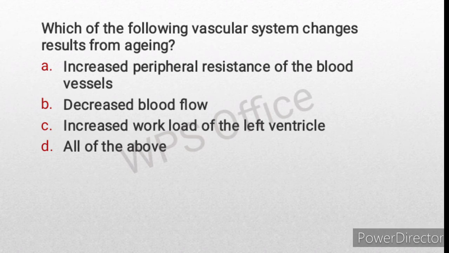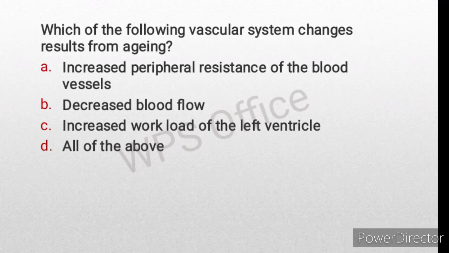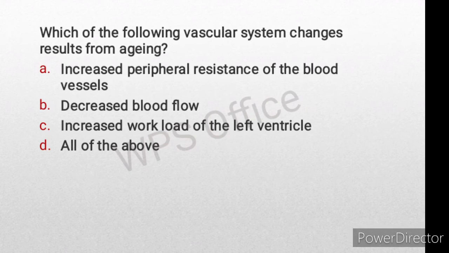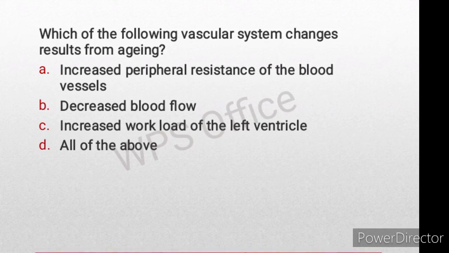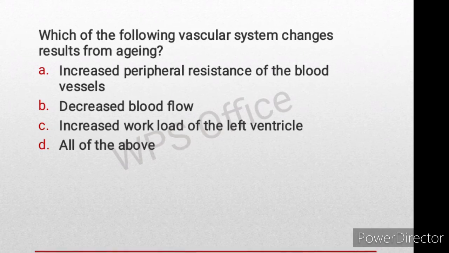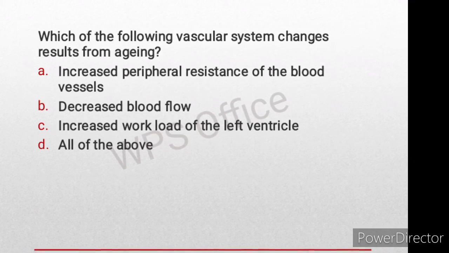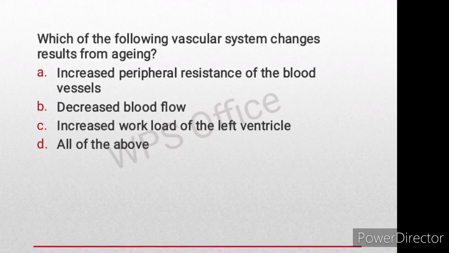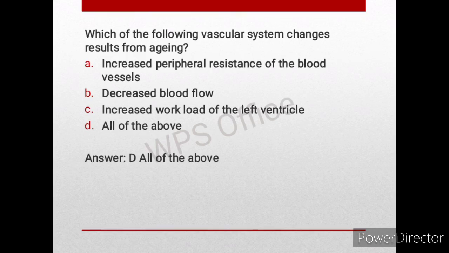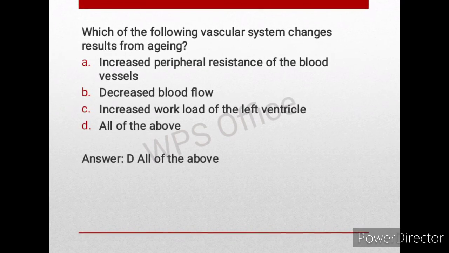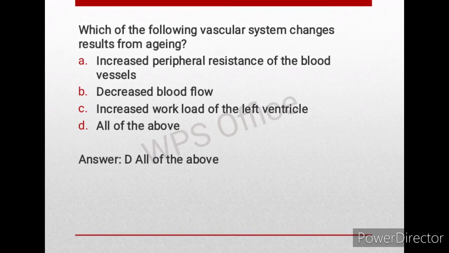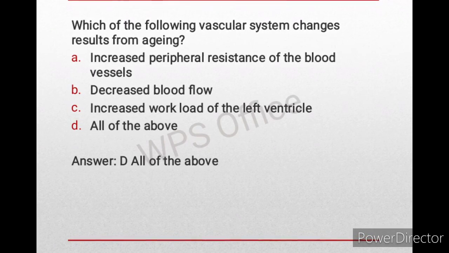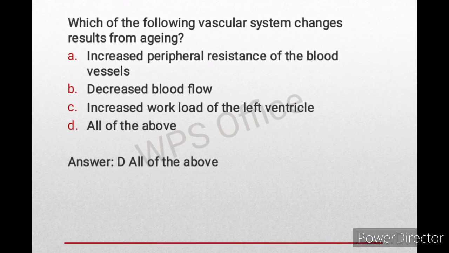Next question is, which of the following vascular system changes results from aging? Option A, increased peripheral resistance of the blood vessels. B, decreased blood flow. C, increased workload of the left ventricle. D, all of the above. Here the correct option is D. Aging decreases elasticity of the blood vessels, which leads to increased peripheral resistance and decreased blood flow. These changes in turn increase the workload.